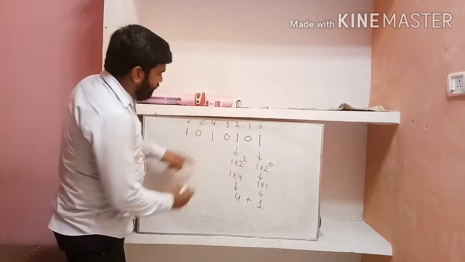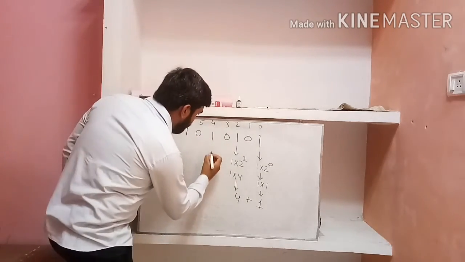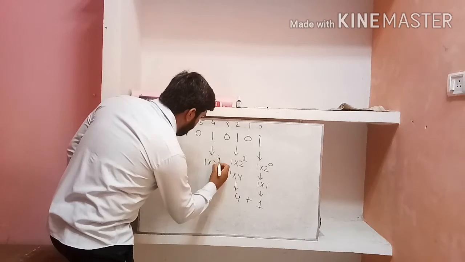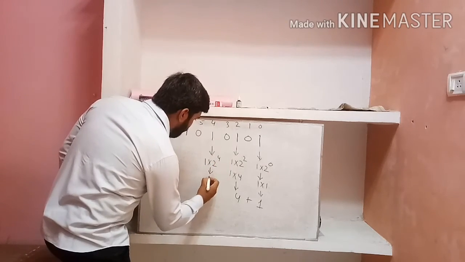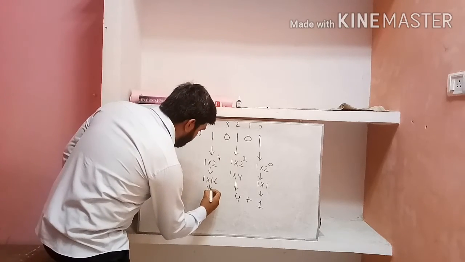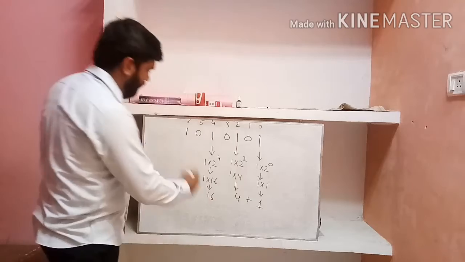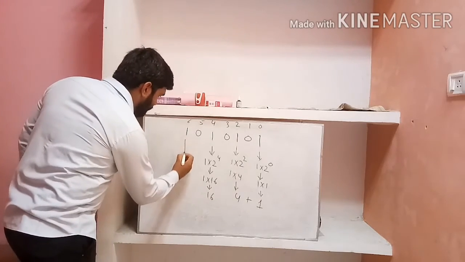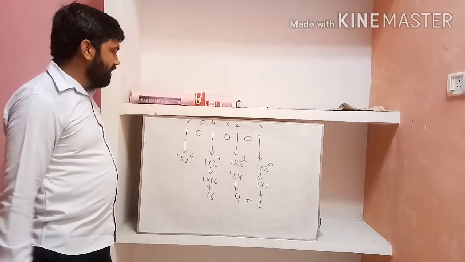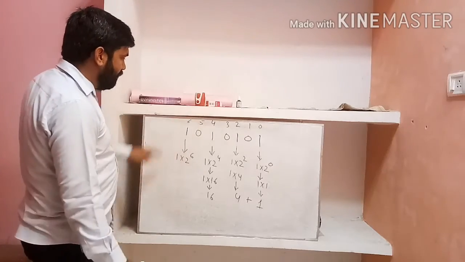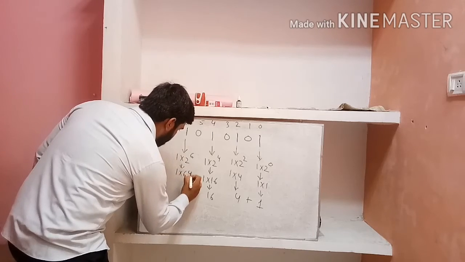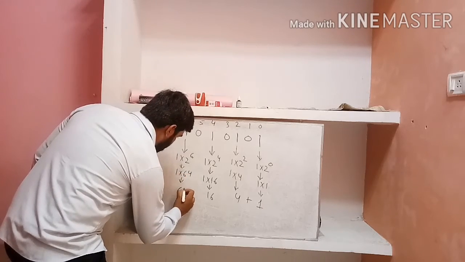Now next see, this is bit 1. So what you write? 1 into 2 to the power 4. That is, you get 1 into 16. Now here the value is 16. For this you see 1 into 2 to the power 6. 2 to the power 6 value is what? 2 to the power 5 value is 32. 2 to the power 6 value is 64. So here you are going to get 1 into 64 and here 64.